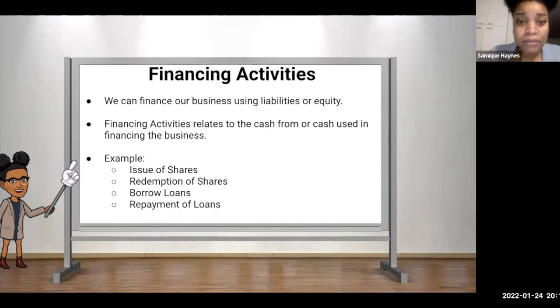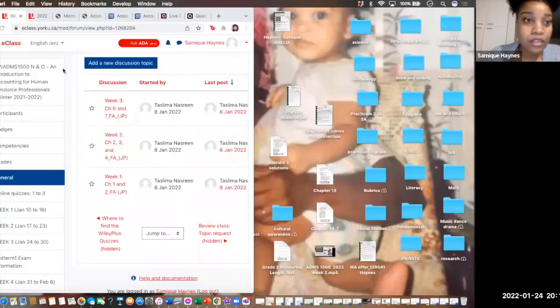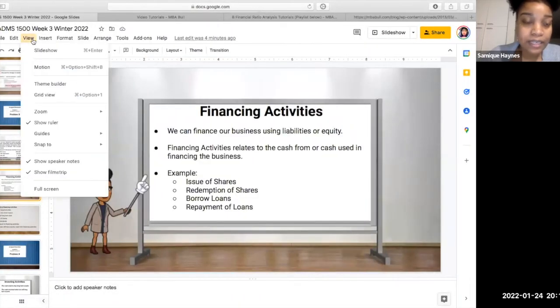Some examples that are here: issuing of shares. We issue shares because we want to raise cash through equity, right? Redemption of shares, borrowing loans, repayment of loans. So these are all different financing activities that we can see in a question.